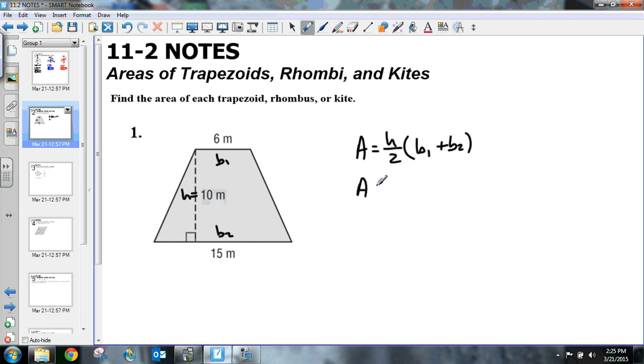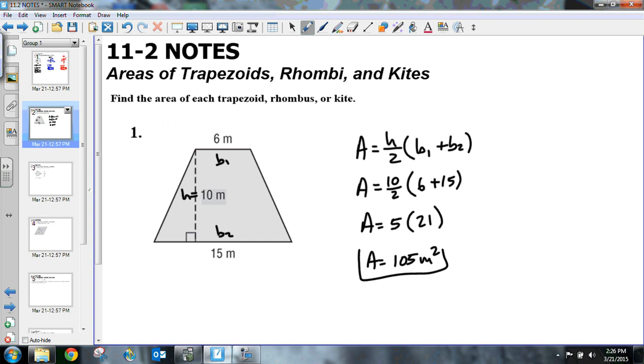So we get my area is equal to 10 divided by 2 times b sub 1, which is 6, plus b sub 2, which is 15. All right, so now let's simplify this. I get 10 divided by 2, which is 5, times 6 plus 15, which is what, 21? And if I multiply 5 times 21, I'm going to get an area of 105 meters squared. Okay, so pretty easy, something that we should be able to do.